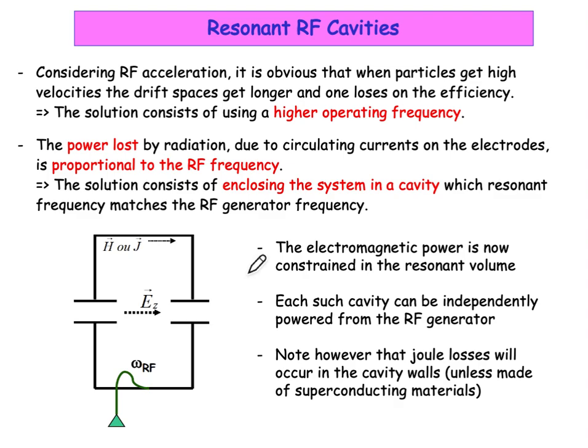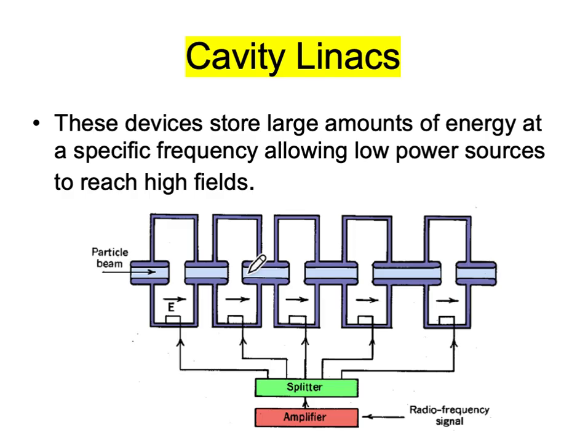The solution for this is to enclose the system in a cavity. The resonant frequency matches the RF generator frequency, and then we can accelerate electrons to high energies. So let me take the next, the cavity type linacs. These devices store large amounts of energy at a specific frequency, allowing low power sources to reach high fields.